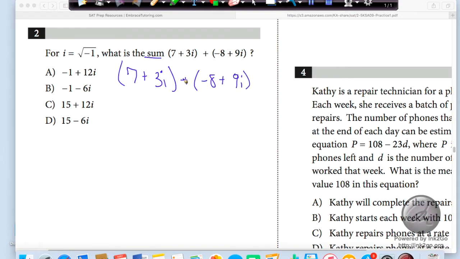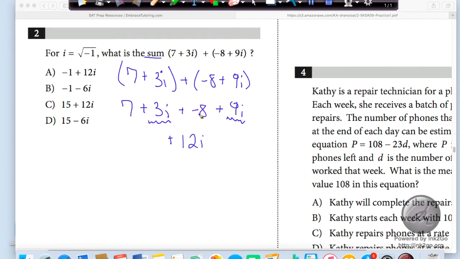Now, because these are all addition, I can simplify this and just add like terms. I'm not multiplying this, and I'm not carrying through a distribution. So this just becomes 7 plus 3i plus, and I'll keep the plus there so you can see it, negative 8 plus 9i. Now I want to combine these like terms. I'm going to put little squiggles under the i's for you. Here's the 3i and then the 9i. So this is going to be plus 12i altogether.